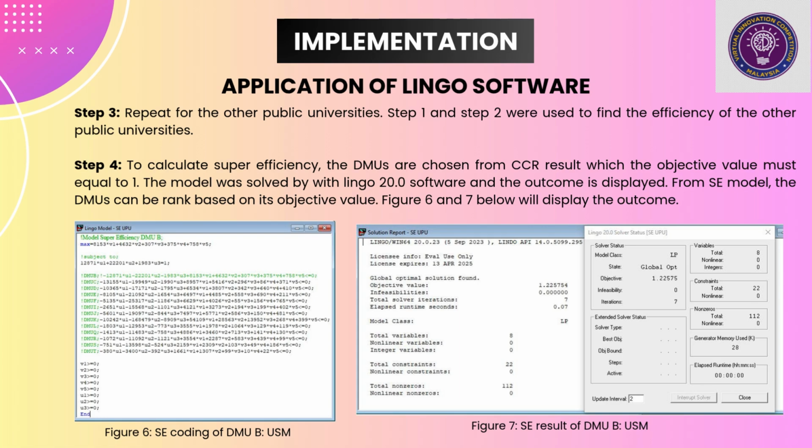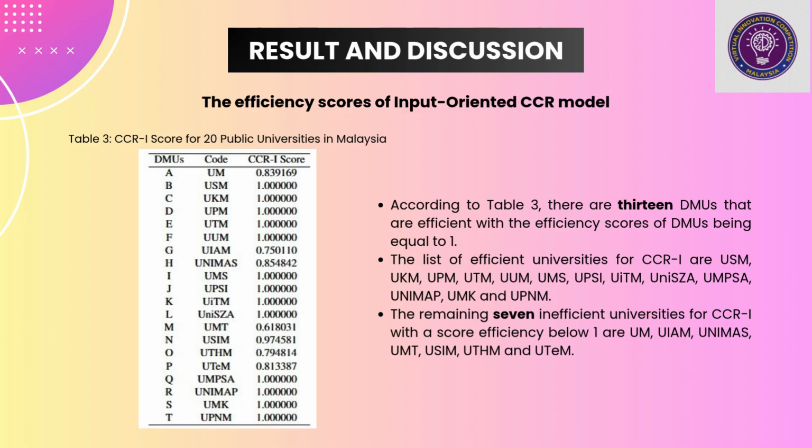And last but not least, to calculate super efficiency, the DMUs are chosen from the CCR result for which the objective value must equal 1. The model was solved with Lingo 20.0 software and the outcome is displayed. From the super efficiency model, the DMUs can be ranked based on their objective value. Figures 6 and 7 below will display the outcome. Next, let us proceed with the result and discussion of the study.